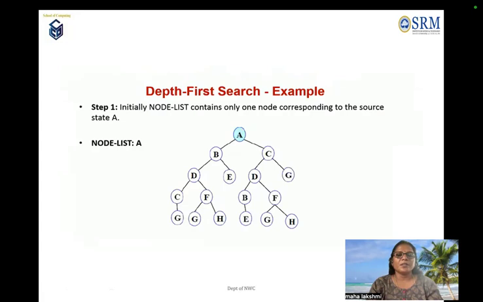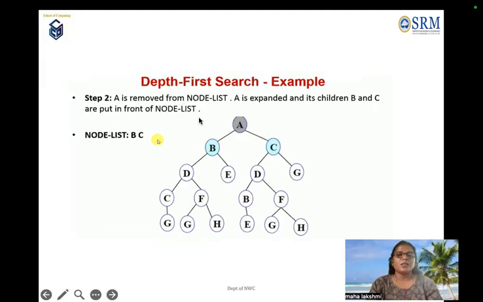With respect to this example, in step 1 the node list initially contains only one node, corresponding to the state A. The initial state will be A, so that is added to the node list. Then A will be removed from the node list, as we discussed earlier with respect to popping nodes out of the stack.